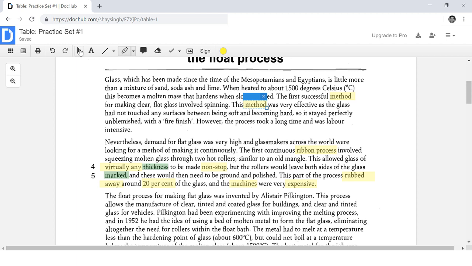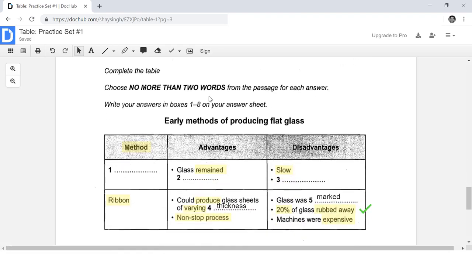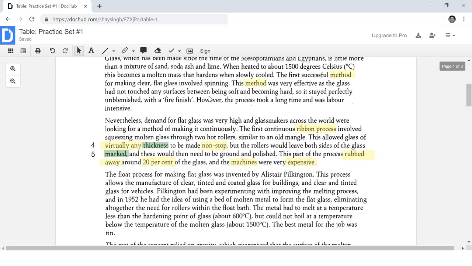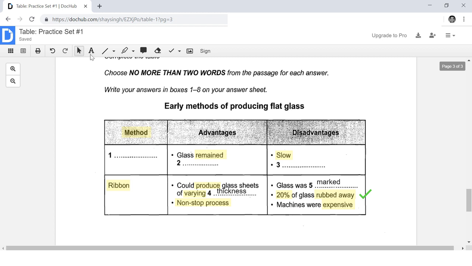So I believe the answer to question number 1 is going to be spinning, because it's telling us here that the first successful method involved spinning. So that is going to be our answer for question number 1. So let's put number 1 next to the spot where we found the answer. Let's come down here. Fill in the answer in your answer sheet. And then let's move on to number 2 and number 3.